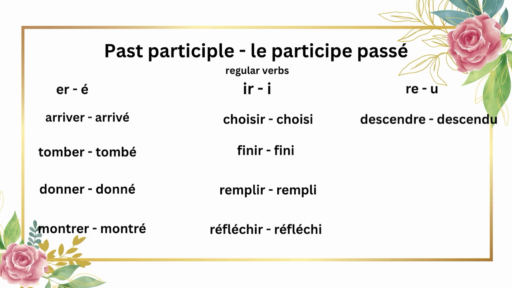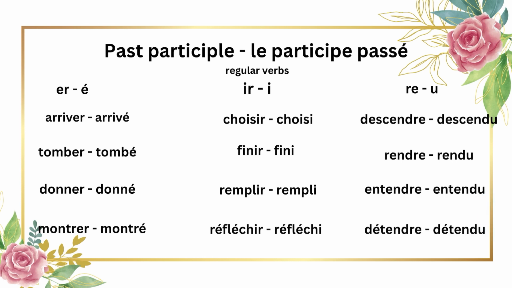And for the regular re verbs like descendre, rendre, entendre and détendre. Descendre, to climb down. Rendre, to give back or to make. Entendre, to hear. And détendre, to relax. So we see that we drop the re and simply add u to form the past participle.